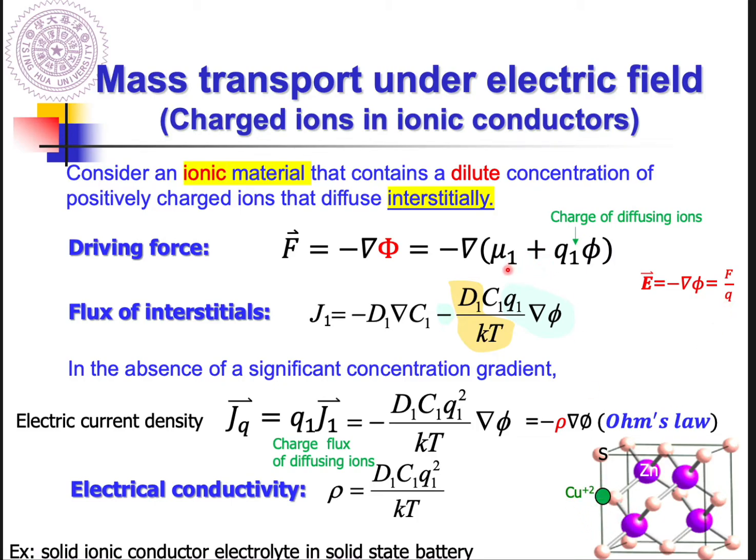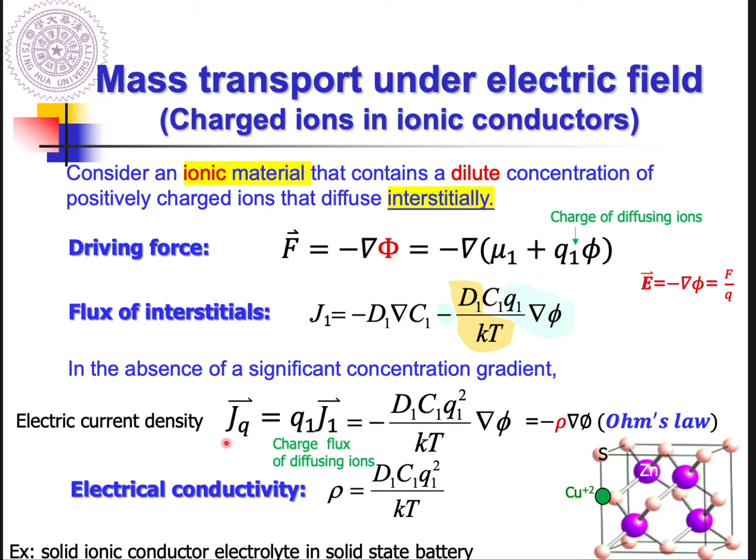So besides the chemical potential, we need to add an extra term, which is Q1 times phi. Then we can simply formulate the atomic flux due to the concentration gradient and the electrical field applied on this system, as the mobility times the concentration times the driving force. As long as we know the atomic flux of this interstitial, we multiply by the charge carried on these ions, and then we get the current density.